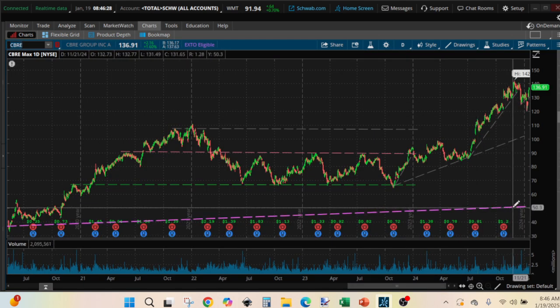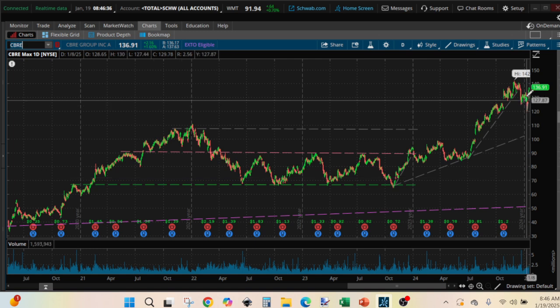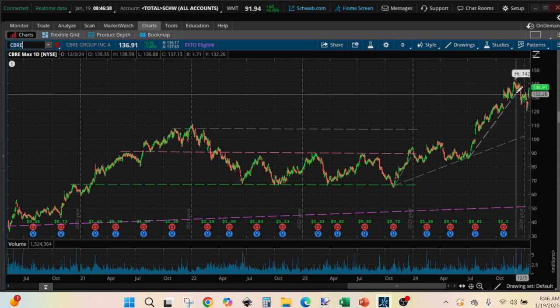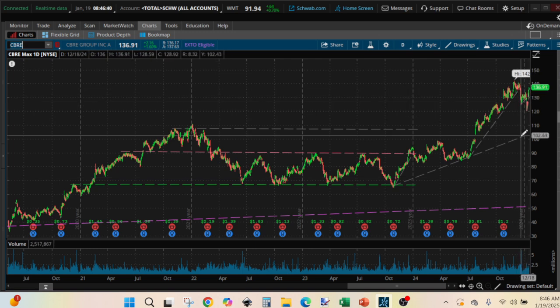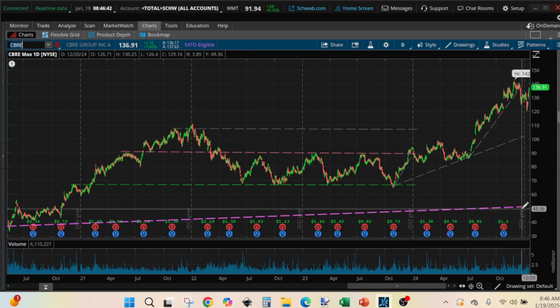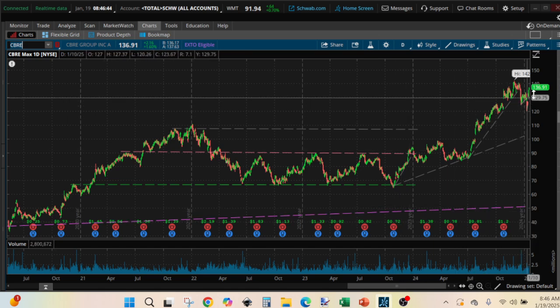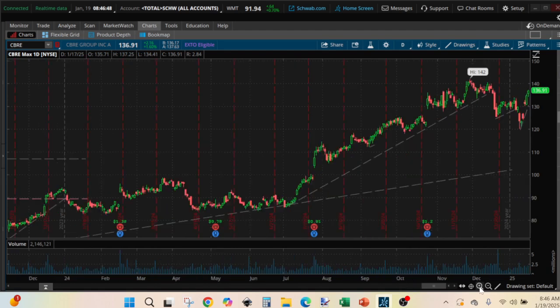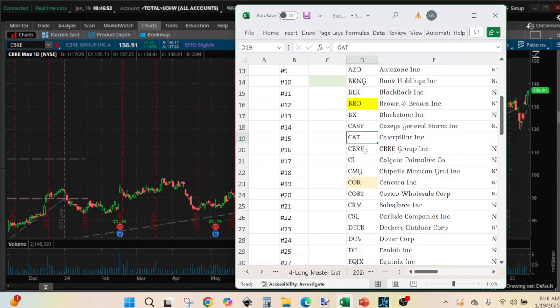CBRE, we like to buy at this trend line. We color the trend line we like to buy, our entry point, purple. And right now it's still up high. This trend line ended though, but it's nowhere near where we like to buy. Friday the price went up. The next one is CL.